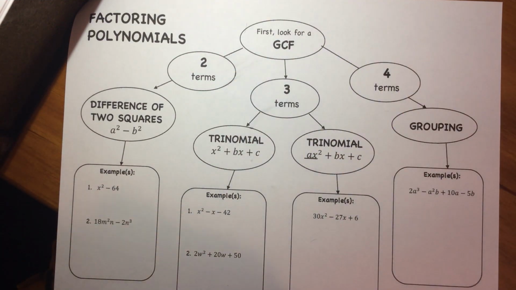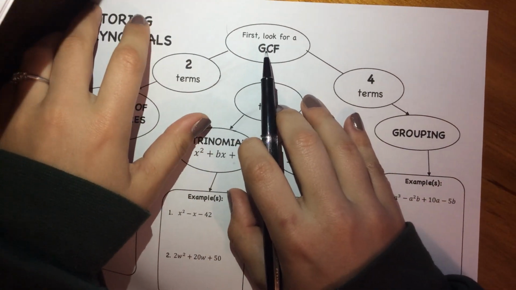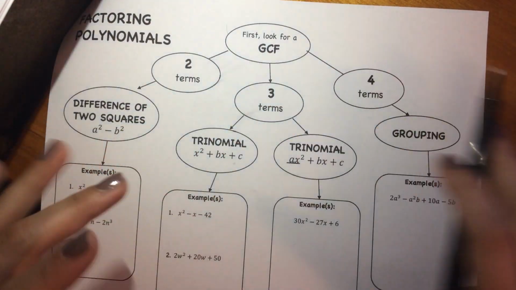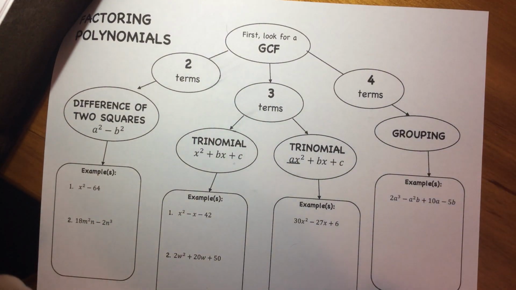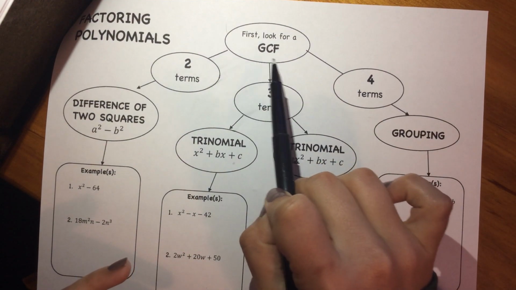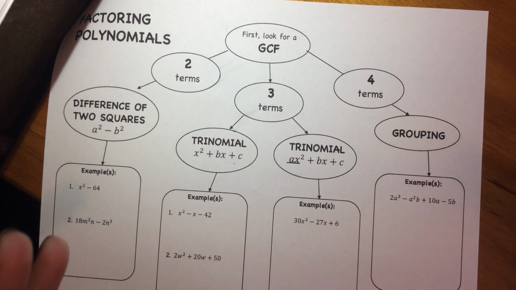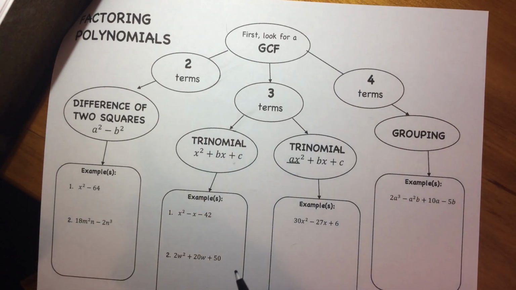So here we go. First and foremost, you start at the top and you always want to look for a GCF in the polynomial first. Before you do anything, before you start factoring, before you start moving things around, I want you to look to see if there's a GCF. I want you to see if there's that greatest common factor in every term in the polynomial. I don't care how many terms there are. There could be 1, there could be 5, there could be 10. I want you to see if there's a greatest common factor between all of the terms, and if there is, I want you to factor that out right away.